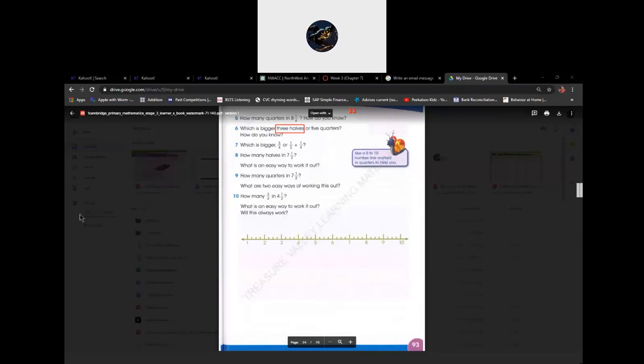Okay. How many halves are in 7 1/2? How many halves are in 7 1/2? Yeah, 7 1/2. What was your answer? My answer is 4. Wait. No, 15. I agree with 15. How did you get that?